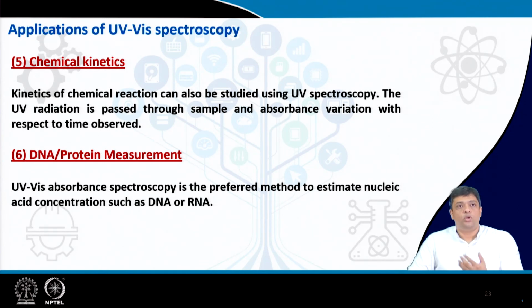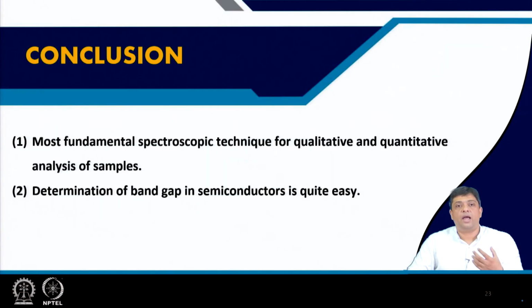So, what you do? You pass the UV radiation through the sample, and as the chemical reaction takes place, there is a change in the absorbance, and from there you can extract information about the kinetics. You can use this technique to talk about the concentration of nucleic acid, such as DNA or RNA in any biological samples.